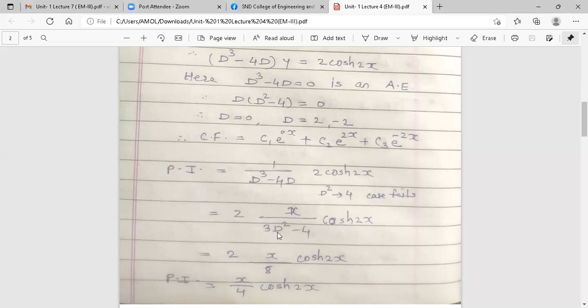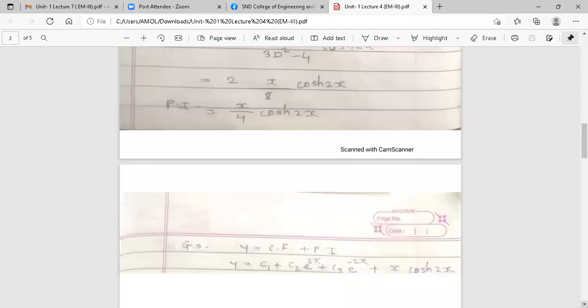So 4 3s are 12. 12 minus 4 is 8. So the term is x by 8 into cos 2x. And so your PI is here x upon 4, because 2 4s are 8. The simplification of 2 by 8 is 1 by 4. So the PI is x by 4 into cos 2x. So this is an example of a hyperbolic function.